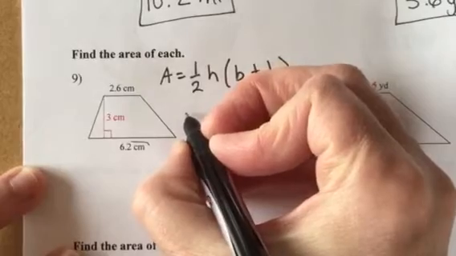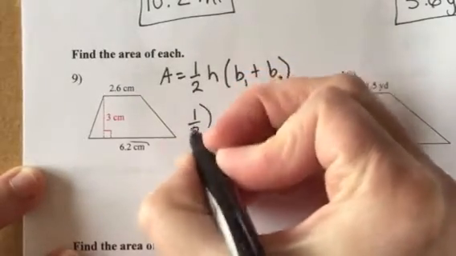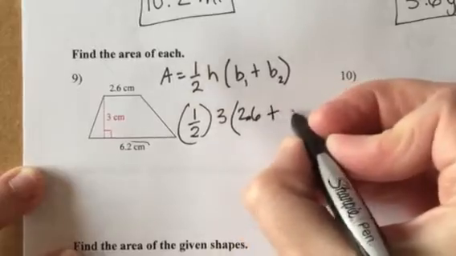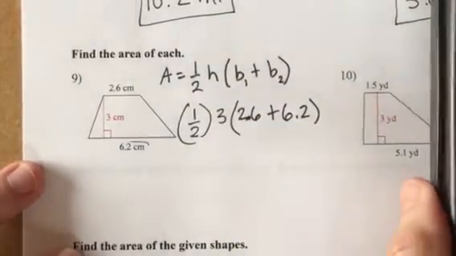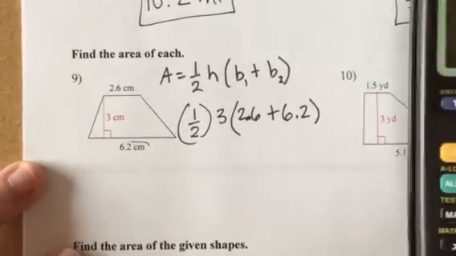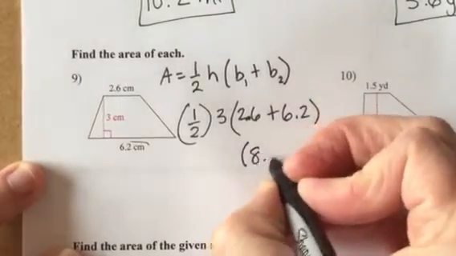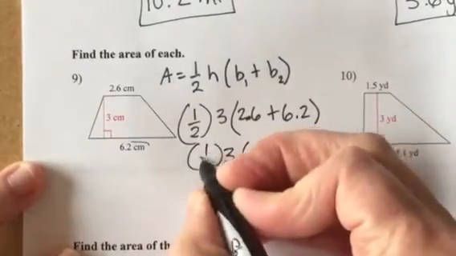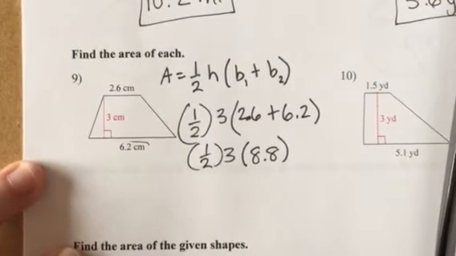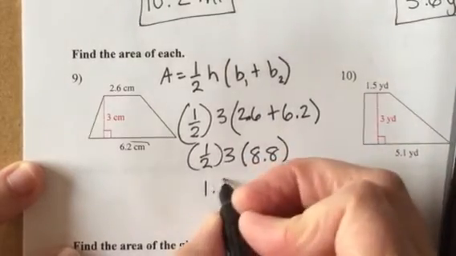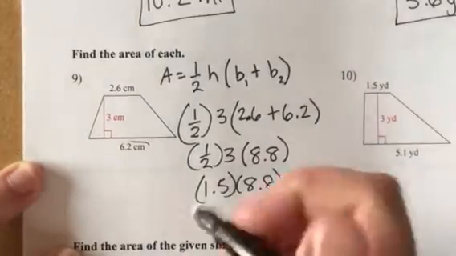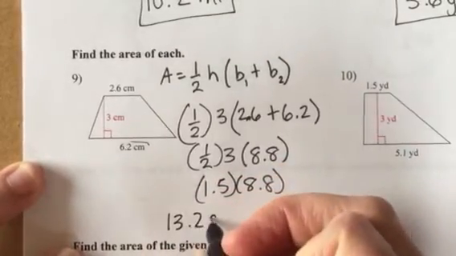So let's plug in the stuff we have for our formula. Let's see, 1/2 times the height, which is 3, times the sum of the bases. We'll put 2.6 plus 6.2. I can type that whole thing into my calculator, and if I do it accurately, it will kick out the right answer. I'm going to break it into its parts though. If I take 2.6 plus 6.2, I get 8.8. If I take 3 times 1/2, that's going to give me 3/2 or 1.5. Times 8.8. And in this case, I end up with 13.2 square centimeters.